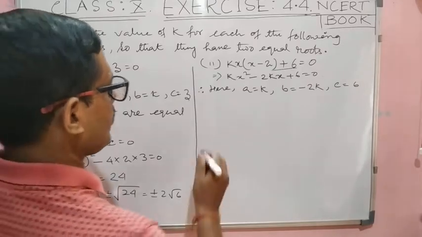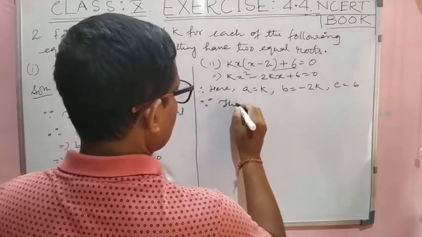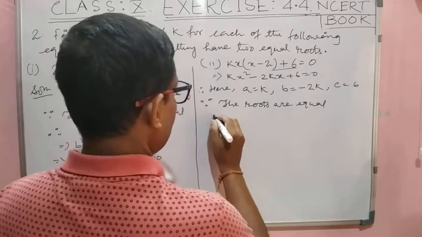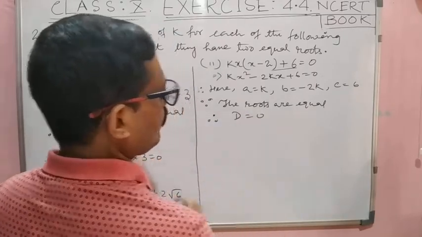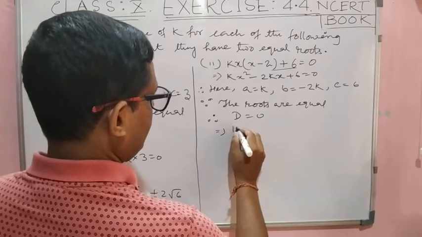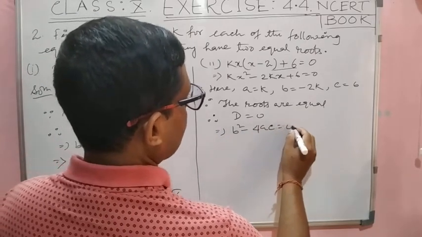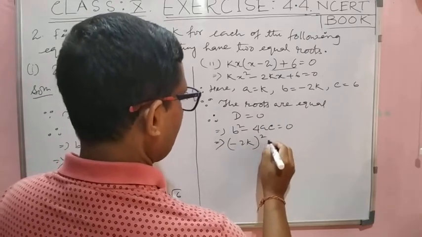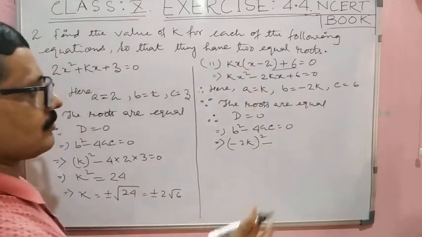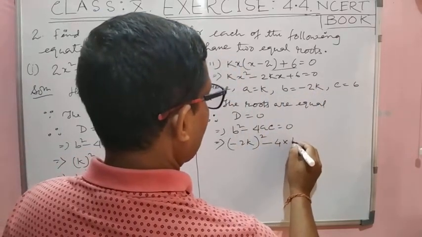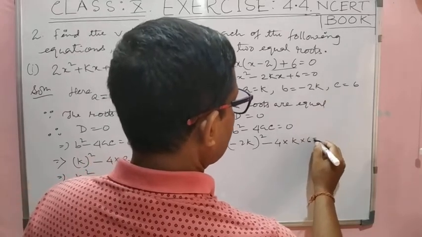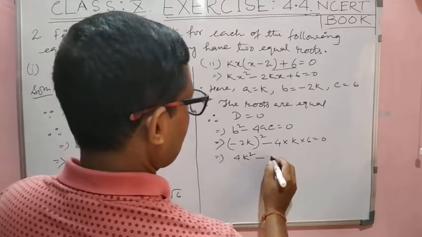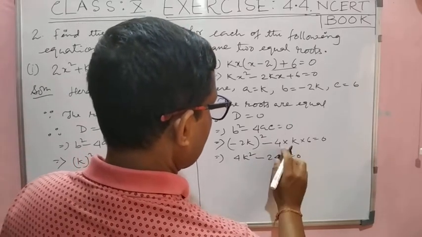Again, since the roots are equal, therefore D equal to 0. This implies that b square minus 4ac equal to 0. This implies that b means minus 2k whole square, minus 4, a means k and c means 6. So this implies that 4k square minus 24k equal to 0.